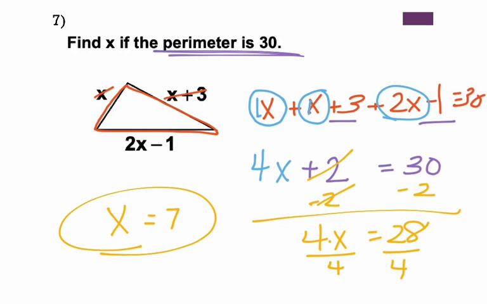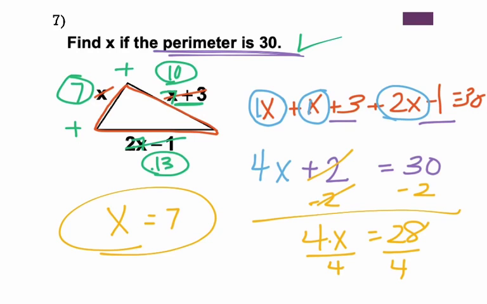Now, do we even know what we're talking about? Let's plug it back in and see. So 7 would be the length here because it's just x. Over here, it would be 7 plus 3, which is 10. And then down here, 2 times 7 is 14. 14 minus 1, this side length would be 13. Well, does our perimeter in fact add up to 30? 13 plus 7 is 20 plus 10. Check. We did do our math correctly.